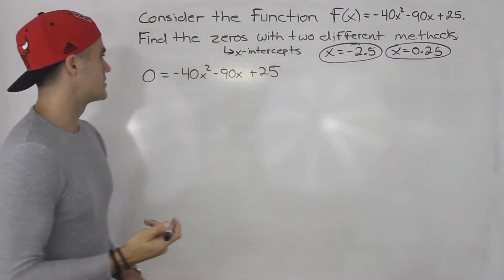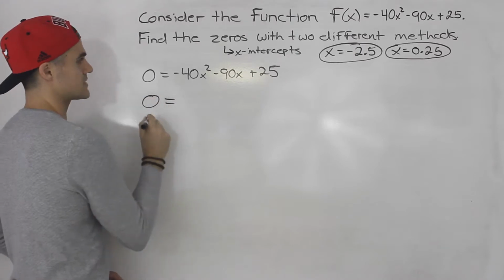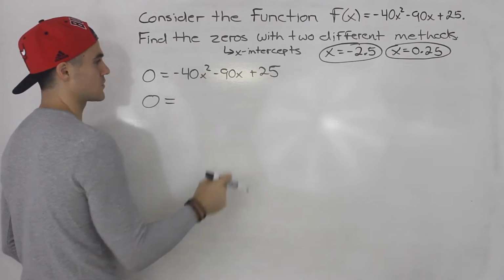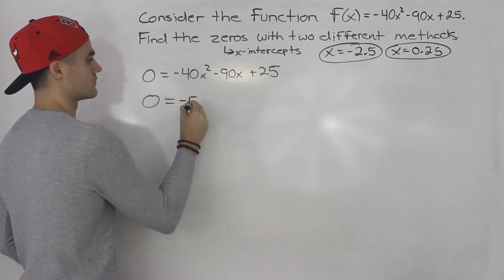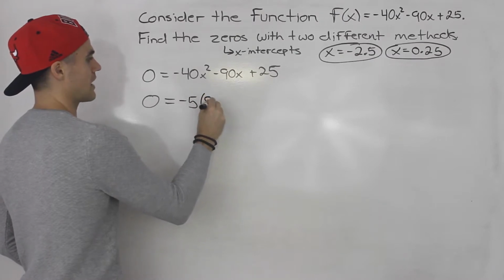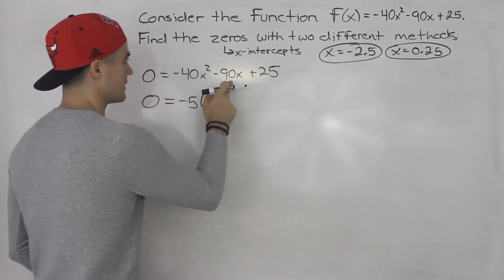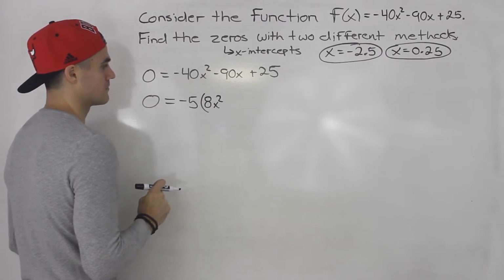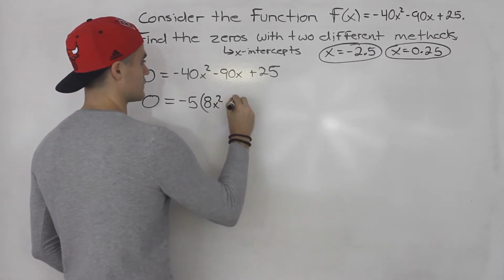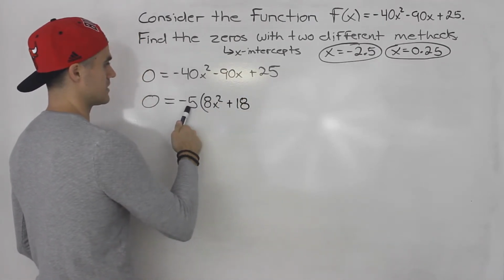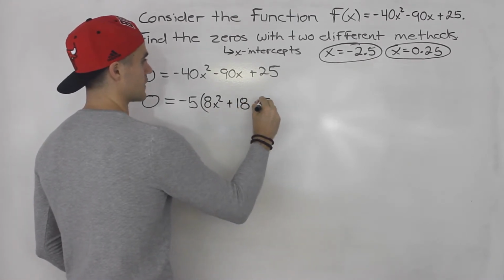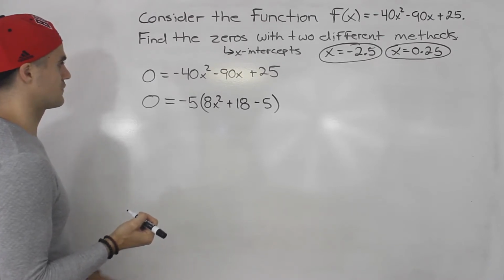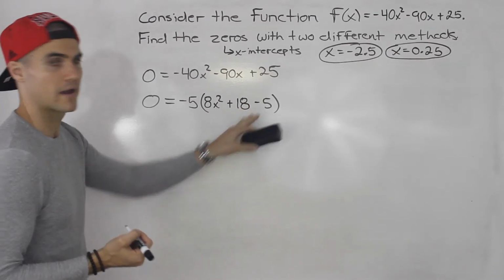Well, we could factor it. So factoring, you always want to see if you could take something out first. And notice in this case, from negative 40, negative 90, positive 25, best to take out a negative 5 to start. So we'd be left with 8x squared. 90 divided by negative 5, that is what? 18. So positive 18. And then this here, 25 divided by negative 5 is minus 5. Right? So we pretty much have to factor 8x squared plus 18 minus 5.